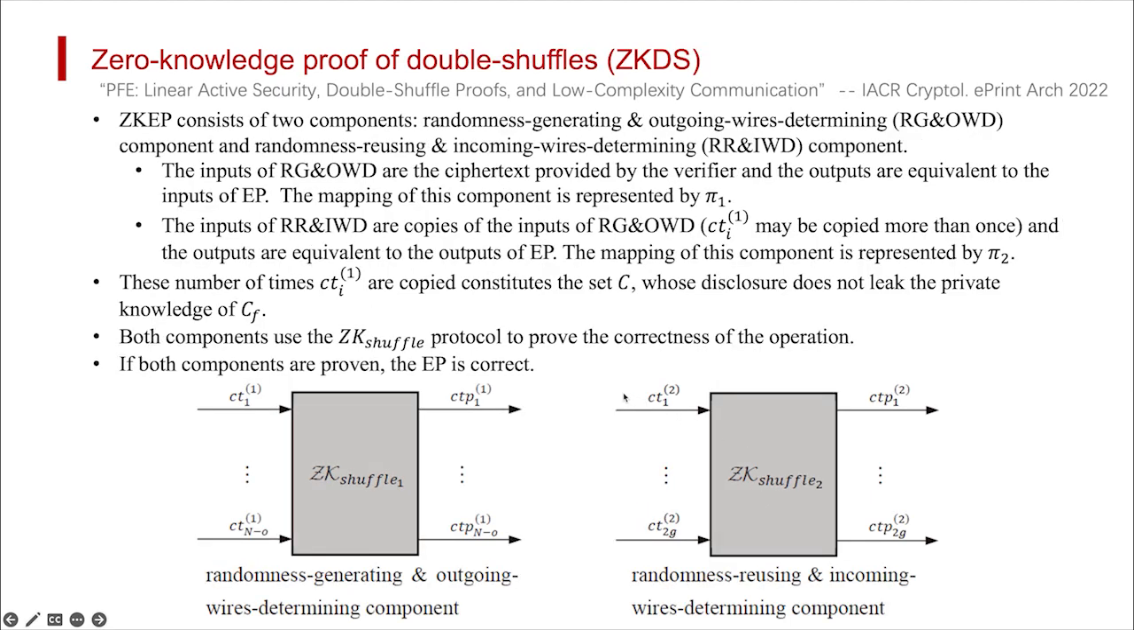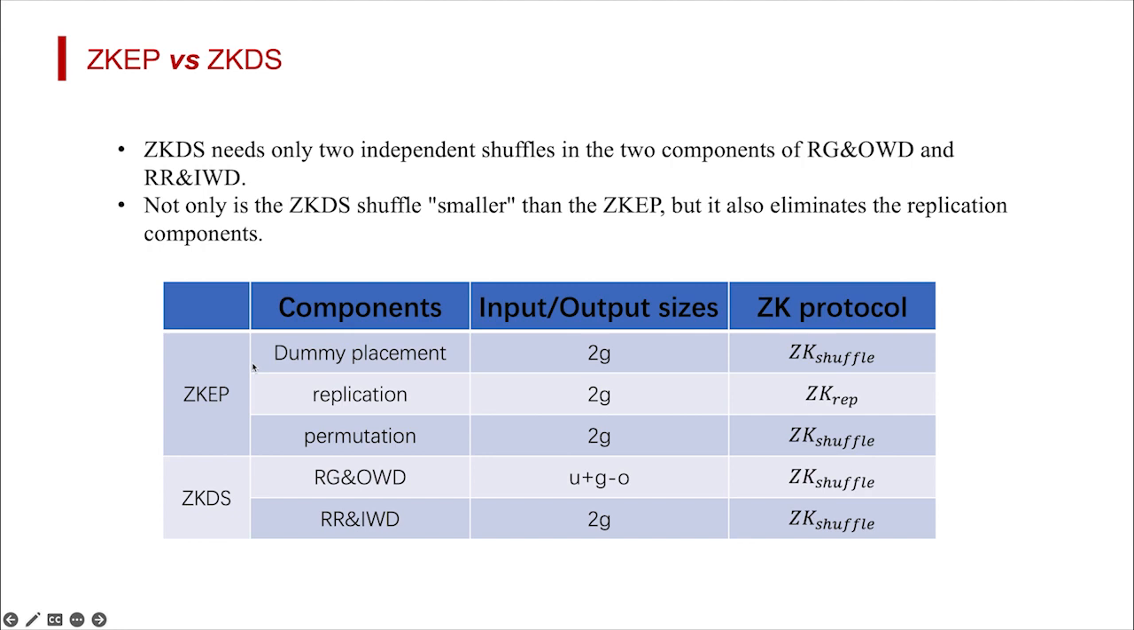The ZKDS improves on the ZKEP protocol and consists of two succeeding components. Both components use the ZK shuffle protocol to prove the correctness of the computation. If both components are proven, the EP is correct. We can see that the ZKDS is better than the ZKEP.